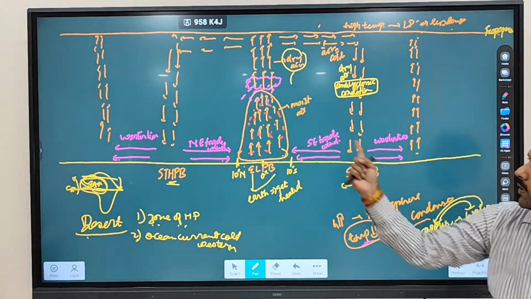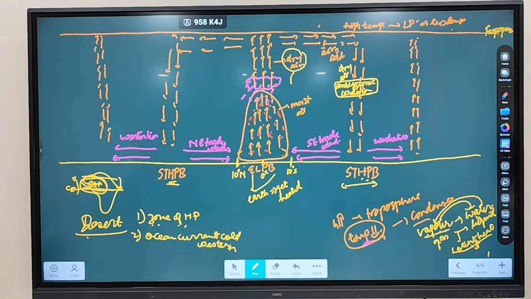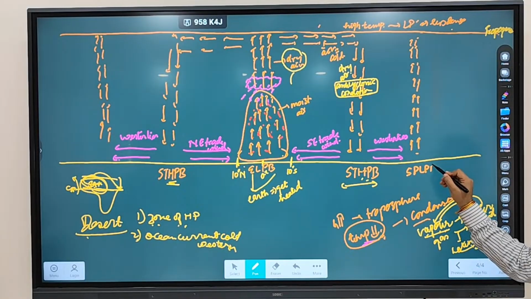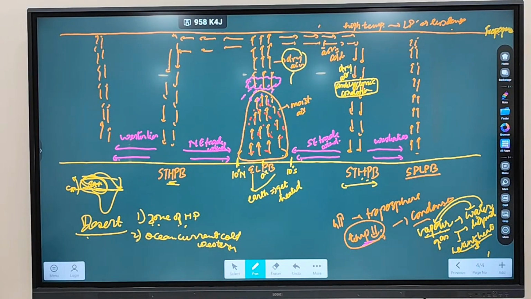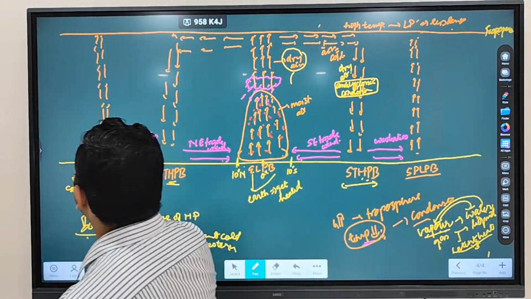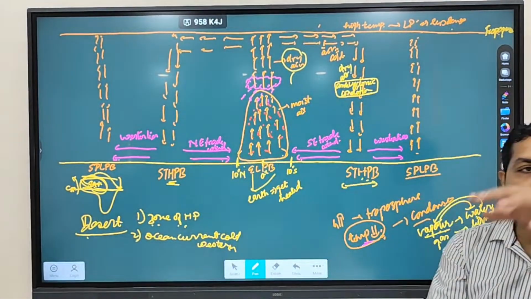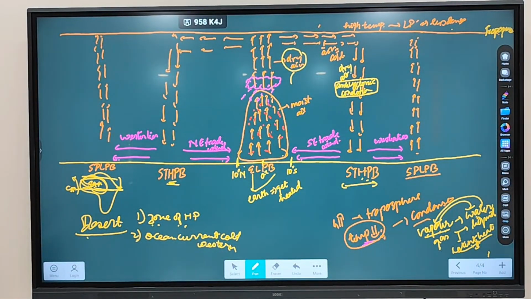Again, heating means what? Expansion will happen. So here what is happening? Air is expanding. When air is expanding here, what is going to be formed? It is called a low pressure. So which type of low pressure is it? Subpolar low pressure belt, because here again wind is rising. Rising means low pressure. And since it occurs near the polar region, that's why it is called a subpolar low pressure belt.